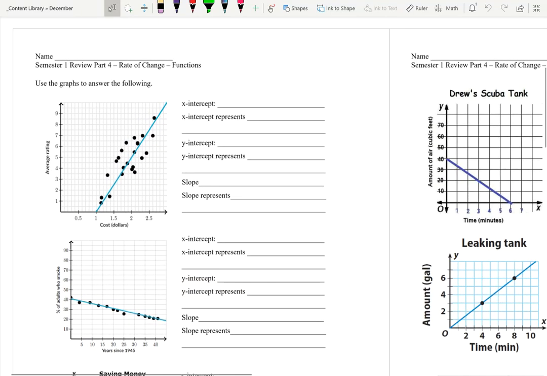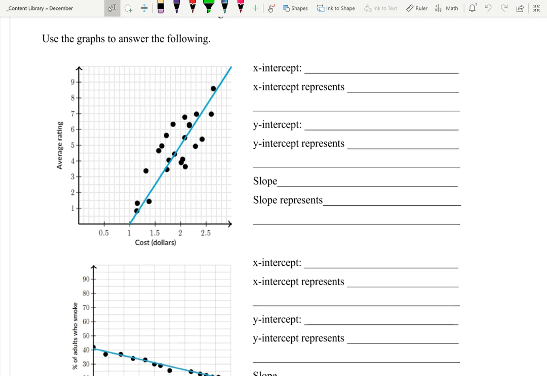Okay, part 4 of the review is going to cover rate of change and functions. So the first thing we're going to do is look at some graphs. We're going to interpret the x-intercept, the y-intercept, and slope, and what they mean as well. It's very crucial that we understand what they mean. So let's look at our first graph.